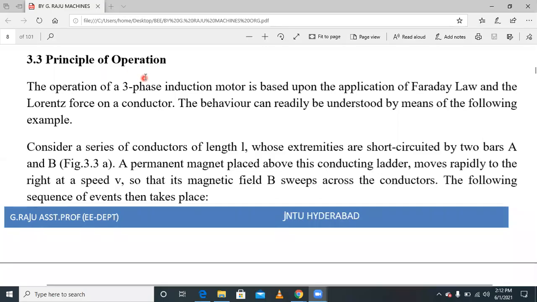Principle of operation of induction motor. The induction motor operates on the principle of Faraday's law and the Lorentz force. Based on these two principles, the induction motor works. The operation of a three-phase induction motor is based upon the application of Faraday's law and the Lorentz force on the conductor.